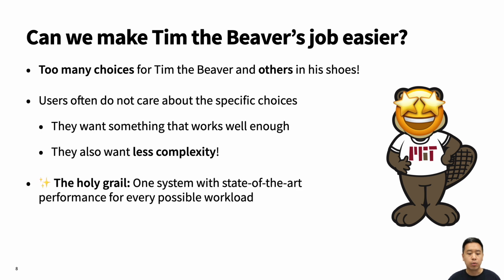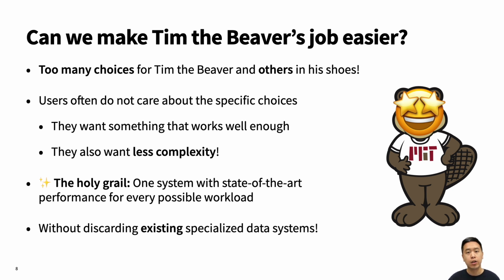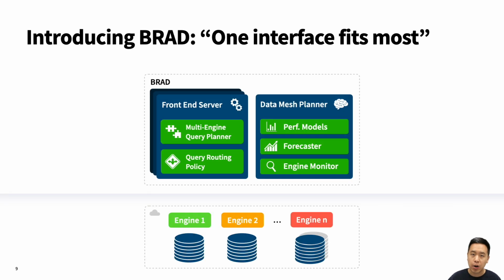So the holy grail really is having one system that can have state-of-the-art performance for every possible workload. But more importantly, we want to do this without discarding all of the work that has gone in to build all of these specialized systems. Getting a data system ready for production takes a lot of effort, and we don't want to throw all of that away while just building yet another system. And so that's where Brad comes in.